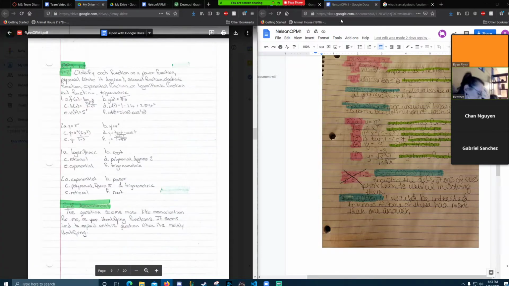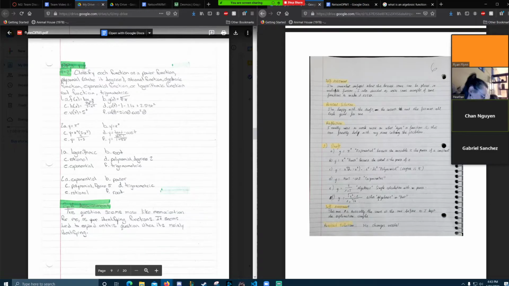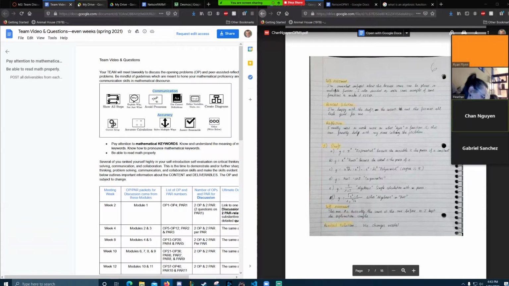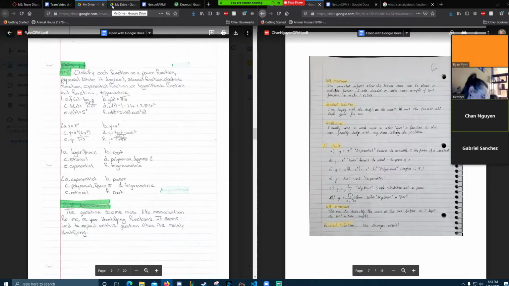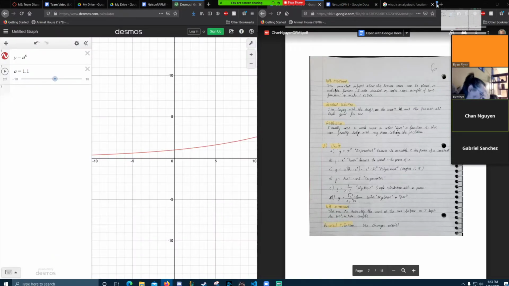Let me see here. I'm honestly not sure on that one. I have to put either algebraic or root. Yeah, I'm not sure either. That one I'm not too sure on. Looked like a root to me since it was the root of x, the root of x in the denominator. I'm not quite sure. Let me plug this into Desmos and see what it comes out as.